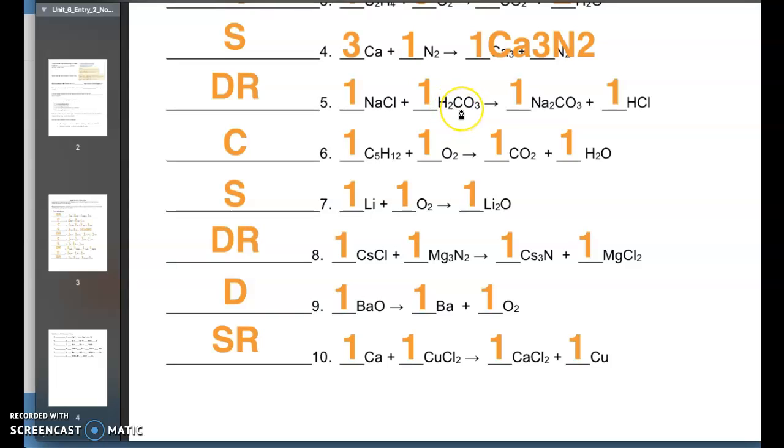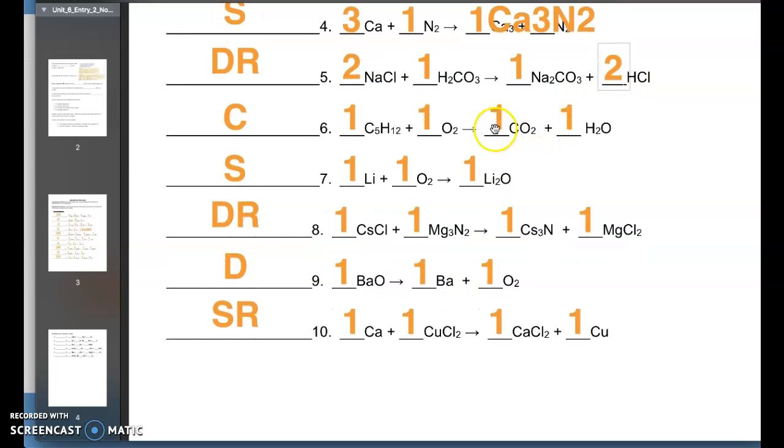NaCl and carbonic acid, sorry. 1 Na, 1 Na, which means I got to put a 2 here. That gives me 2 Cls, so I got to come over here and put 2 Cls there. That gives me 2 H's. I come over here and do 2 H's. We're good. 1 CO3, 1 CO3. Remember, if that ending has multiple elements, treat it as one item.